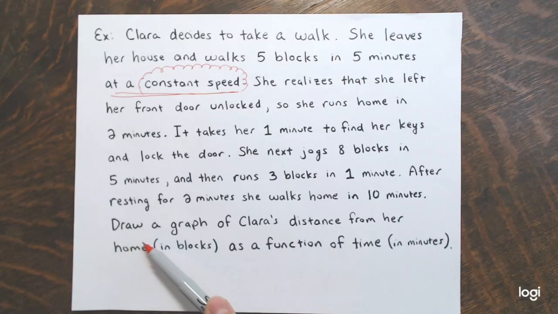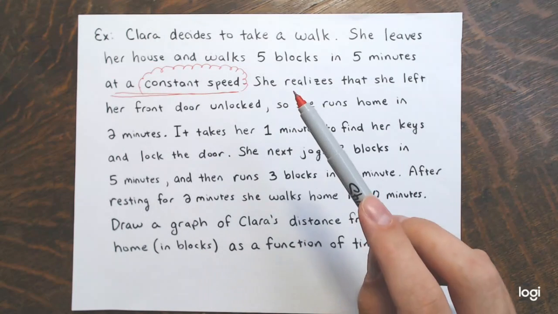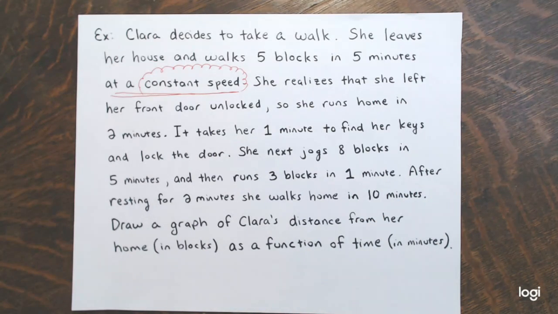And we're asked to draw a graph of Clara's distance from her home in blocks, right? So you notice the units for all the distance was given, blocks. So we don't know exactly how long that is. All right, so just a block, the distance between one street and another street. So let's just say in blocks, and assume they're all the same length here if we're in the same city the entire time. So draw a graph of Clara's distance from her home in blocks as a function of time, in minutes.